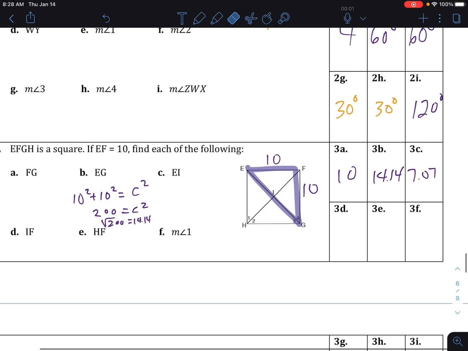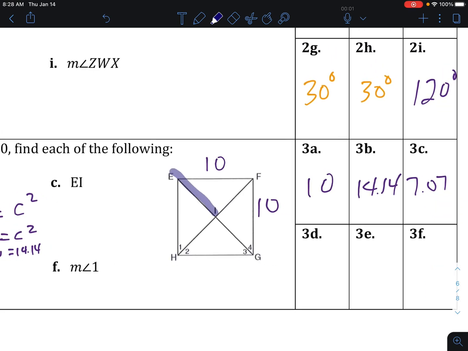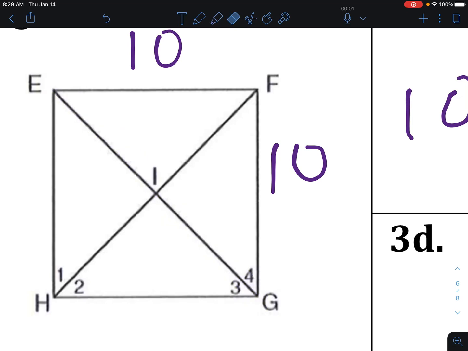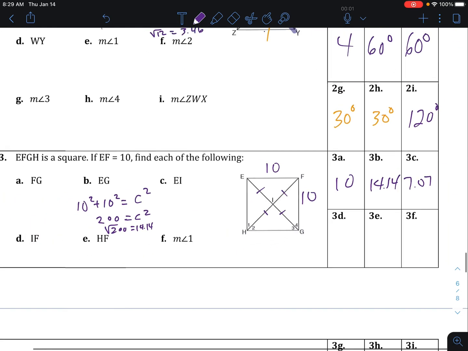All right, and then it says find IF. Well, we know EI, and we know IG. And we also know that a square is a rhombus. A square is a rectangle. Rectangles, diagonals are congruent. So again, all these pieces are the same exact measurement. So if I know one piece like EI is 7.07, I know all those little pieces from the corners to the center I are going to be the same exact measure. So IF would be 7.07. HF is the same as the big diagonal, which is 14.14.